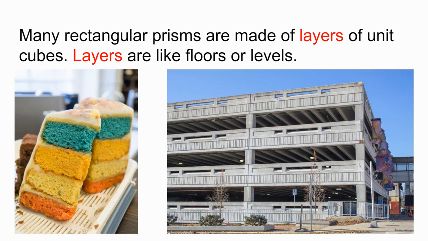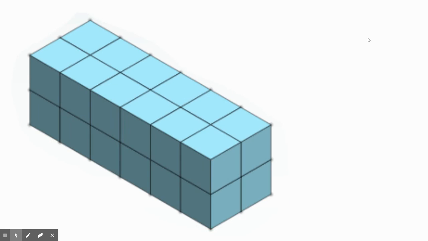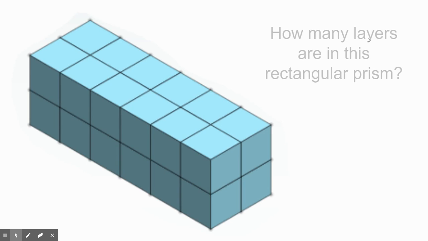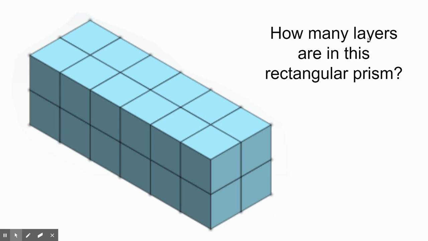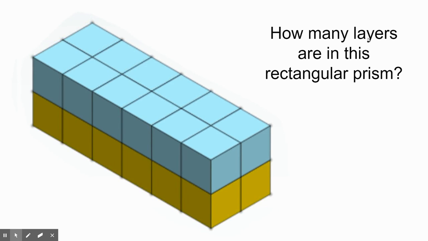And we're going to look at some unit cubes. We're going to look at some prisms, and we're going to try and see if we can see the different layers. Okay, so let's practice with layers. How many layers are in this rectangular prism? That's right, there are 2 layers. So if I change the colors, you can see we have basically 2 floors in this prism. We have a bottom layer, and then we have a second upper layer.